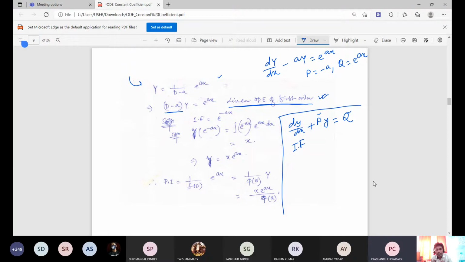But there is a very simple formula. This formula is very interesting. See here, you have to find the integrating factor, that will be e to the power what? It will be e to the power integration p dx. Okay.